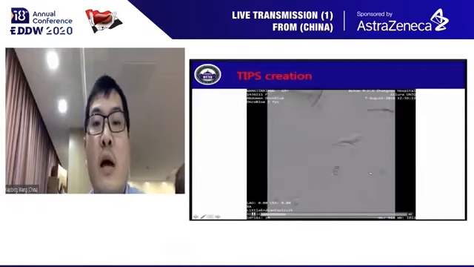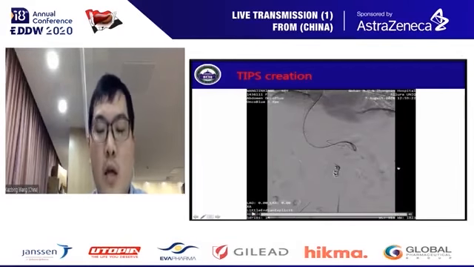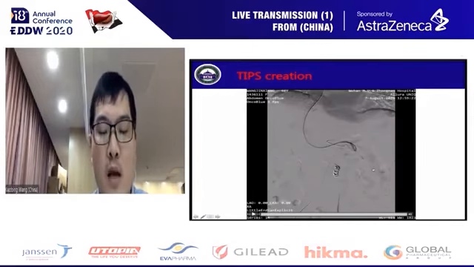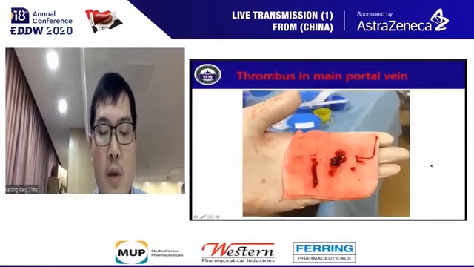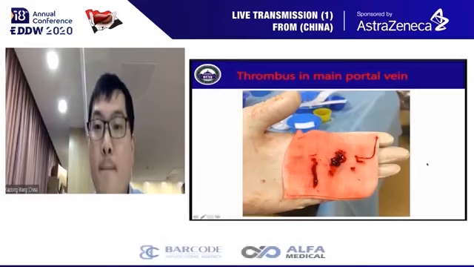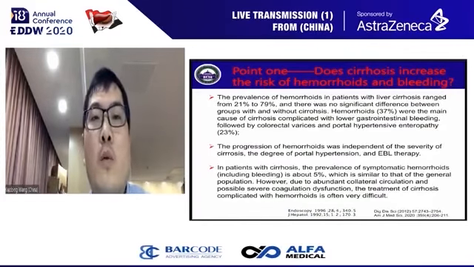After the Viatorr stent was successfully placed, transcatheter splenic venography indicated an unobstructed flow back to the heart. And during TIPS, some thrombus in the main portal vein was removed by aspiration. After this successful TIPS, there were some questions worth thinking about.